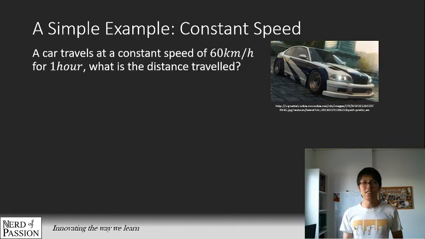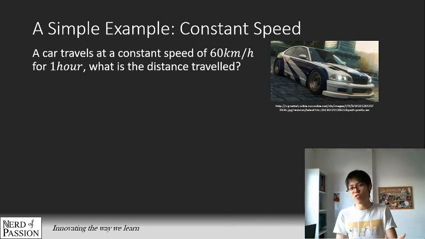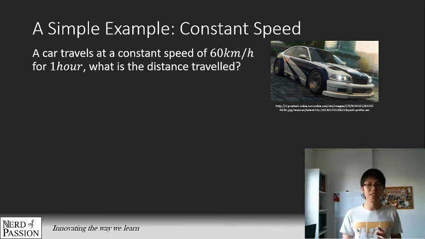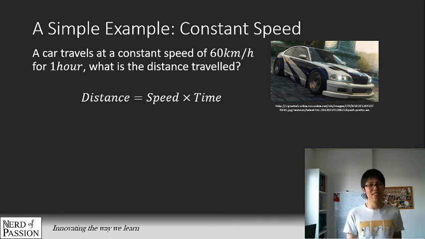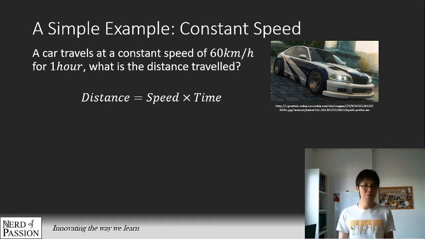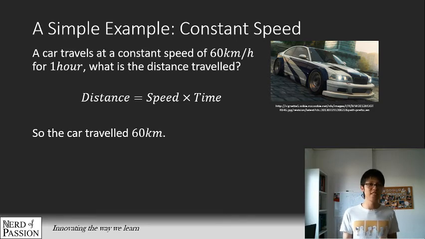Let's have a look at an example with constant speed. Suppose a car travels at a constant speed of 60 kilometers per hour for 1 hour. You can imagine a car cruising down the street at 60 kilometers per hour in a neighborhood. What is the distance traveled? Those of you who have done a little math will know that distance is equal to speed times time. It's a pretty straightforward formula, so the car has traveled 60 kilometers.